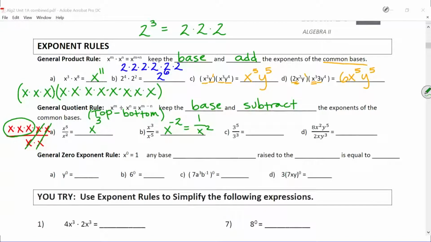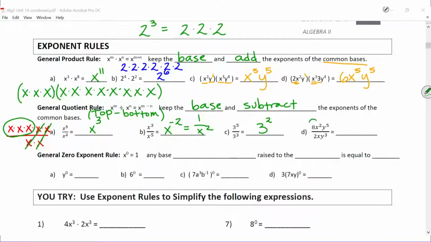In letter C, I have 3 to the 5th power divided by 3 cubed, and I'm just going to keep the common base of 3. I will subtract the exponents. 5 minus 3 is 2. That's it. Letter D, I have more things going on, and I'll think about these in terms of the common bases.